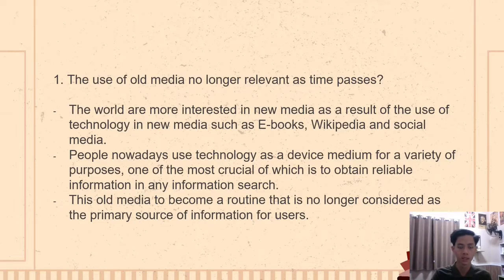As we know, the world is more interested in new media because there are many advantages that they can get from the use of technology in new media such as social media, e-books and Wikipedia. People nowadays use technology as a medium for a variety of purposes. One of the most crucial of which is to obtain reliable information from any information source. This situation caused old media to become a routine that is no longer considered the primary source of information for users.